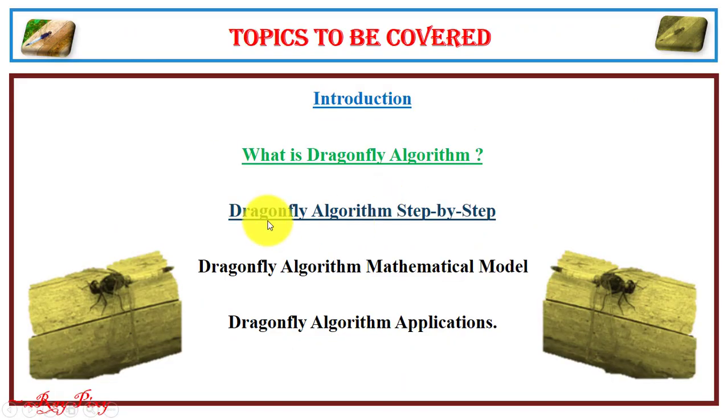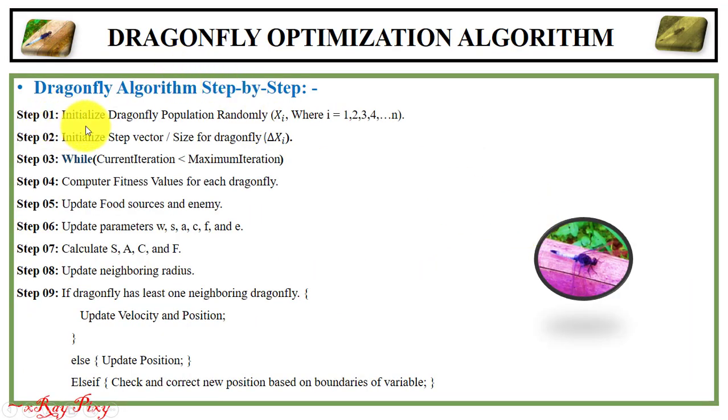Now let's try to understand this algorithm step by step, how it is working. Step 1 is the initialize phase. Here we can initialize the population for each dragonfly randomly. So you can select the random number of population for the dragonflies, and here you can represent the position for dragonflies using X_i. Here i represents the number of dragonfly, that is 1 to n.